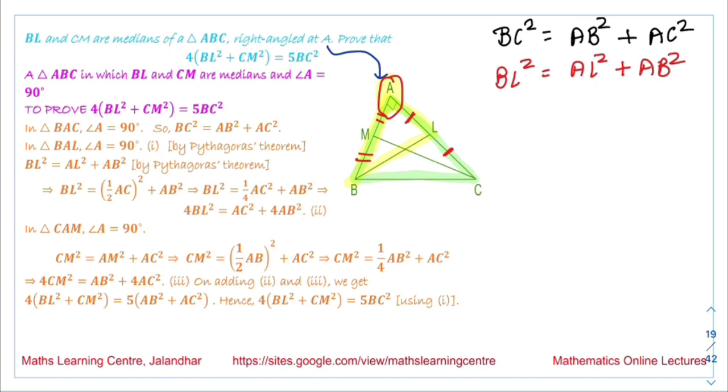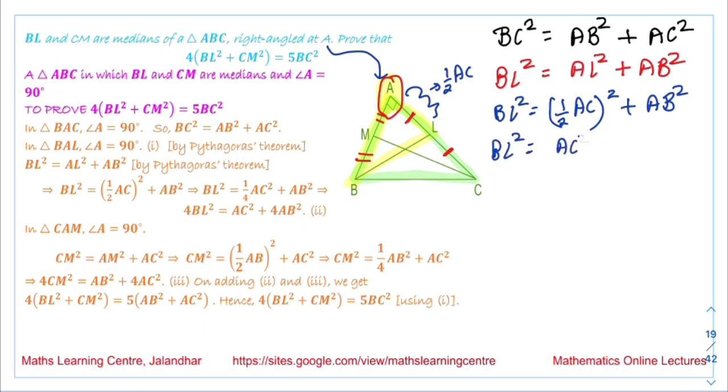Now what is this AL? We are saying this AL is half of AC. So we get BL square equal to (half of AC) square plus AB square. This is BL square equal to AC square by 4 plus AB square. So we get 4 times BL square equal to AC square plus 4 times AB square.